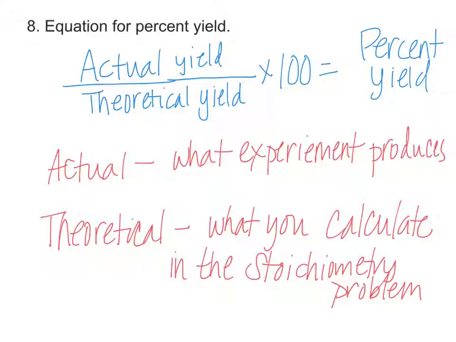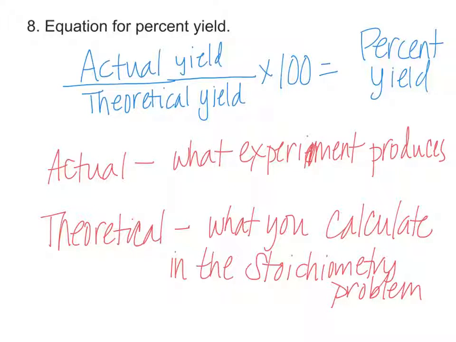Here's the equation for percent yield. Remember, it's actual yield on the top divided by the theoretical yield times 100, and that equals a percent yield. And you need to remember that the actual is what your experiment produces. It means what you go and test experimentally. And I just realized I spelled experiment wrong. That E is not supposed to be there. And then the theoretical, of course, is what you have been calculating in the stoichiometry problem. So the percent yield tells us what percentage did you get that you should have. And of course, the higher the percentage, the better the yield.